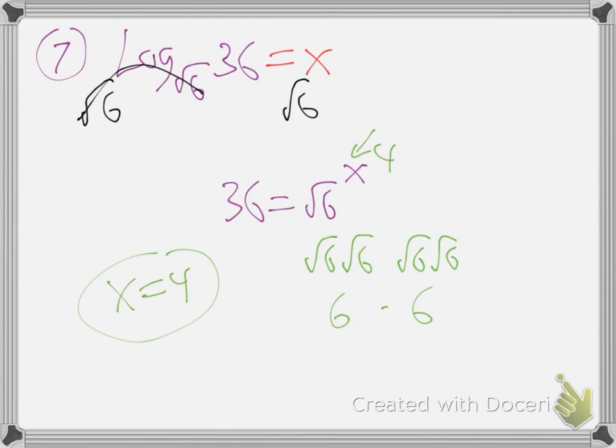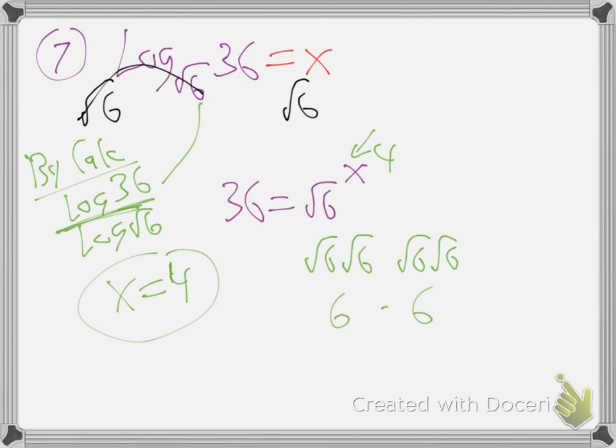x is 4. Now, did you try it with your calculator also? Remember how to, so by calculator, the top goes top, the bottom goes bottom, so hit log of 36 divided by log of root 6, right? You make it into 2 logs. The top goes top, the bottom goes bottom, you should get 4. Same answer, 4.